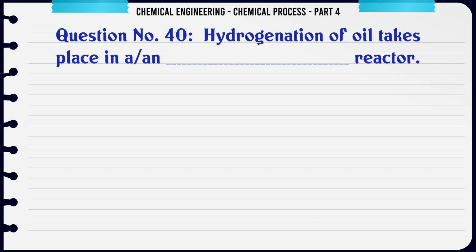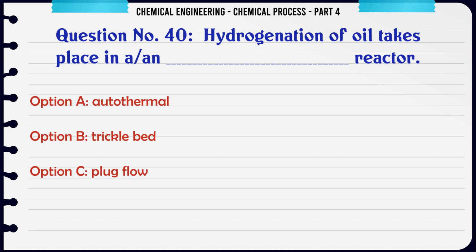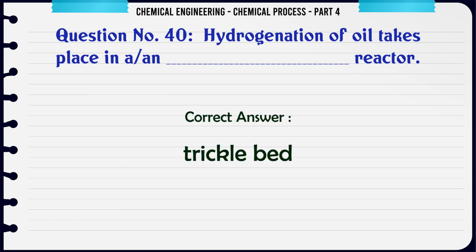Hydrogenation of oil takes place in an reactor. A. Autothermal. B. Trickle bed. C. Plug flow. D. None of these. The correct answer is trickle bed.